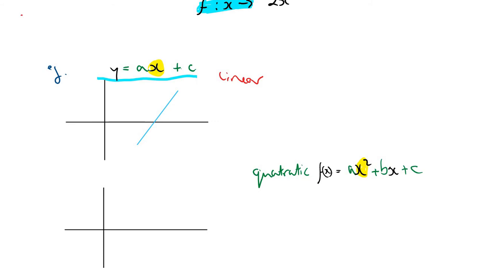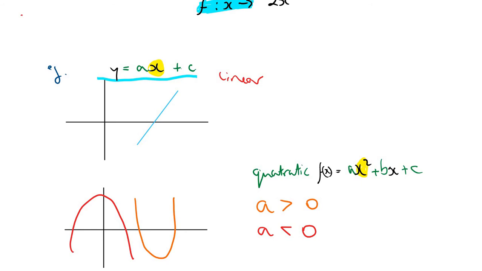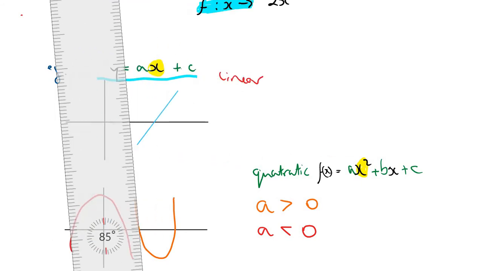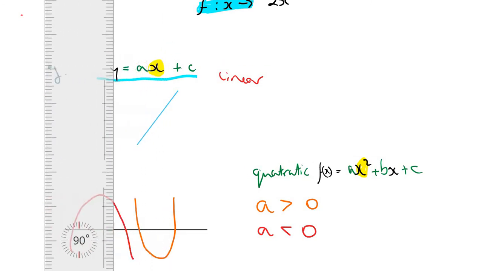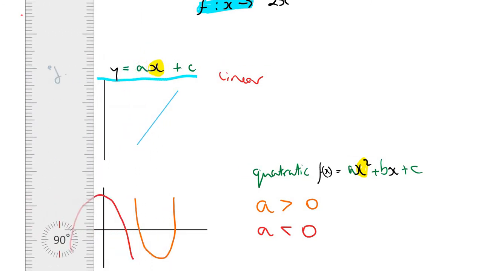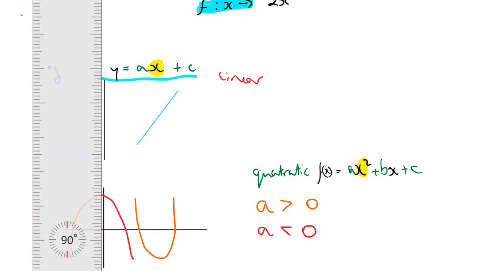We've looked at these before. A quadratic function can either look like that if a is greater than 0, or it could actually look like that if a was less than 0. So again, a vertical line drawn anywhere there hits the curve only once. Okay, so that's known as a quadratic function.